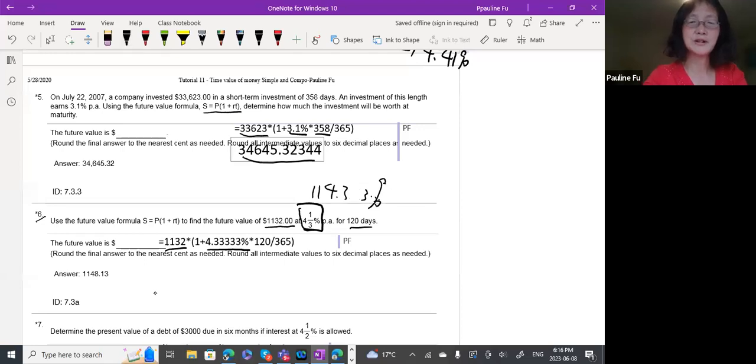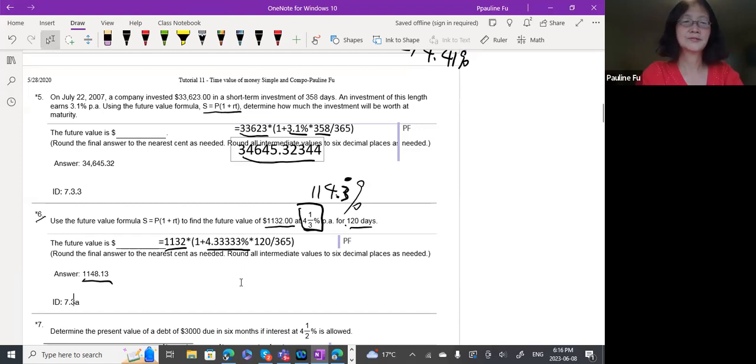3 is repeating. Maybe I will write down 4.33 is repeating. There is a dot over 3 means this number is repeating. And then T. T is 120 over 365. And the final answer, you get this one here. Directly plug in formula this question.